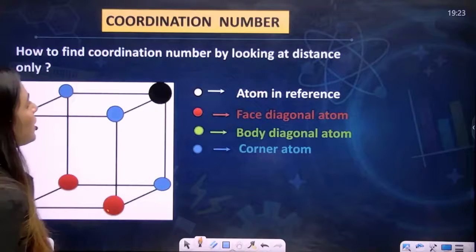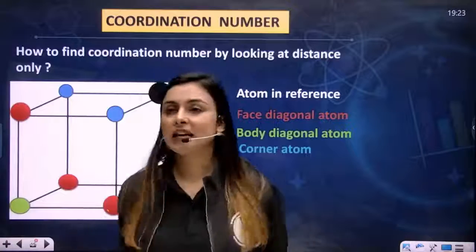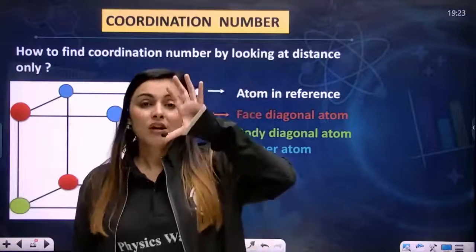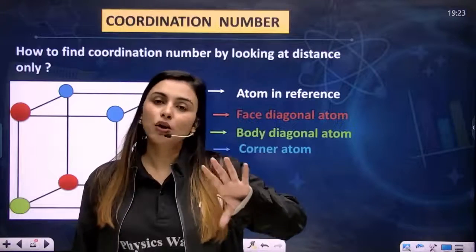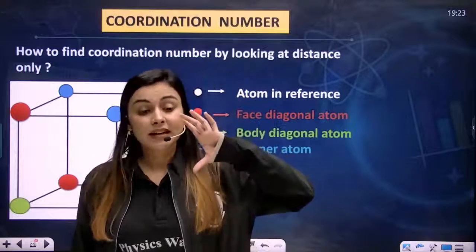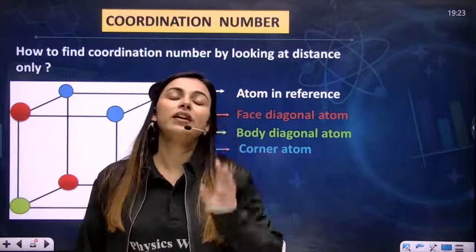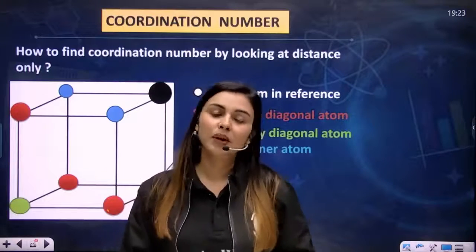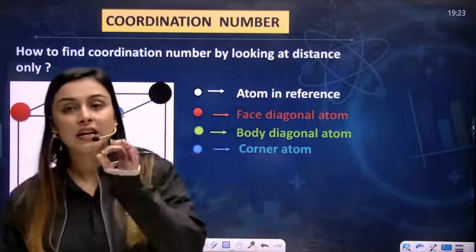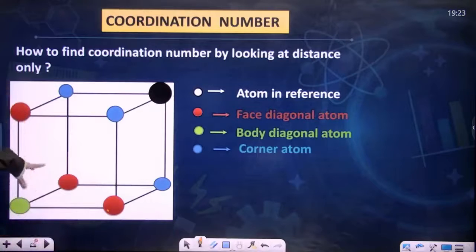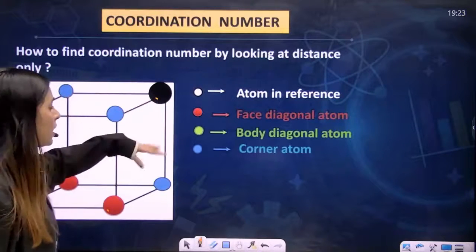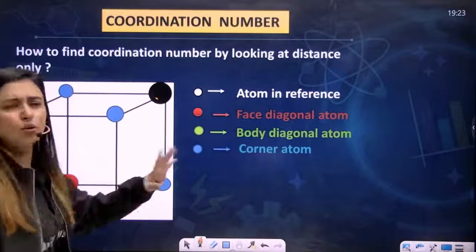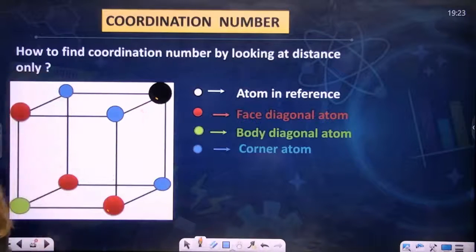How to find coordination number? Just by looking at the distance. You only have to find out the closest distance at which you want to find the coordination number. If you correctly calculate the distance, you'll very easily calculate the coordination number as well. How is that? Now just see. Okay, so this is your atom in reference. Rest are your face diagonals, and if you don't understand this, it's fine. I'll make you understand.